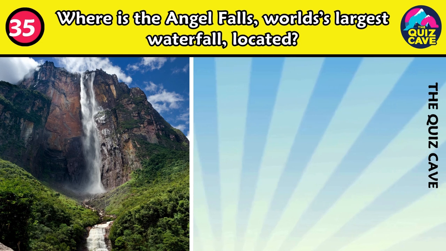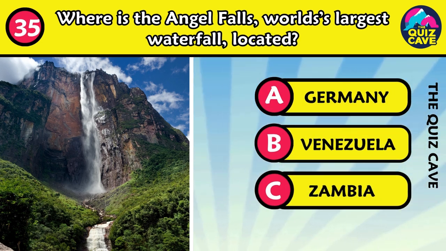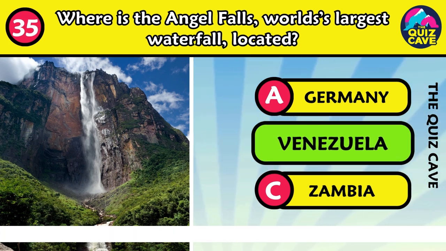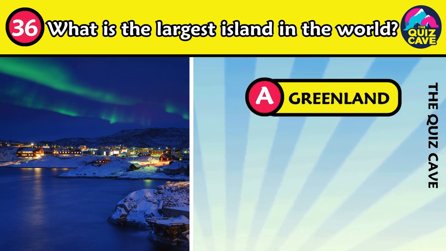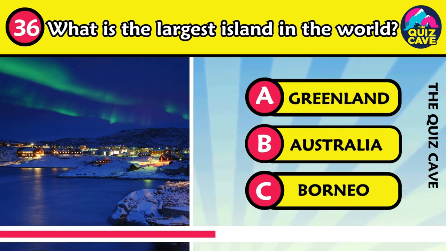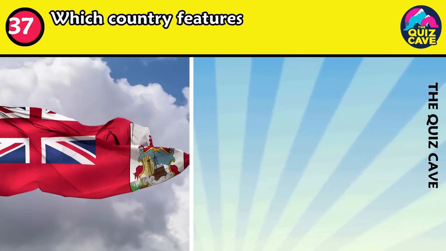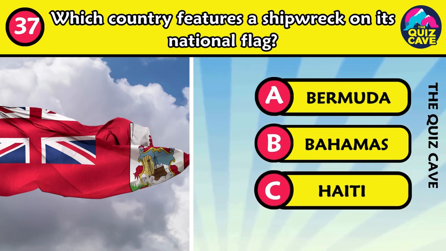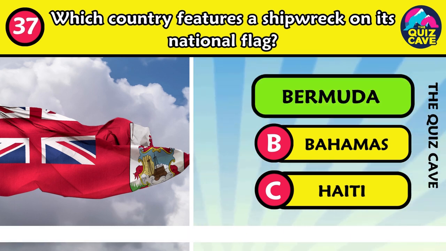Where is the world's largest waterfall, named Angel Fall, located? Venezuela. What is the largest island in the world? Greenland. Well done. Which country features a shipwreck on its national flag? Bermuda.